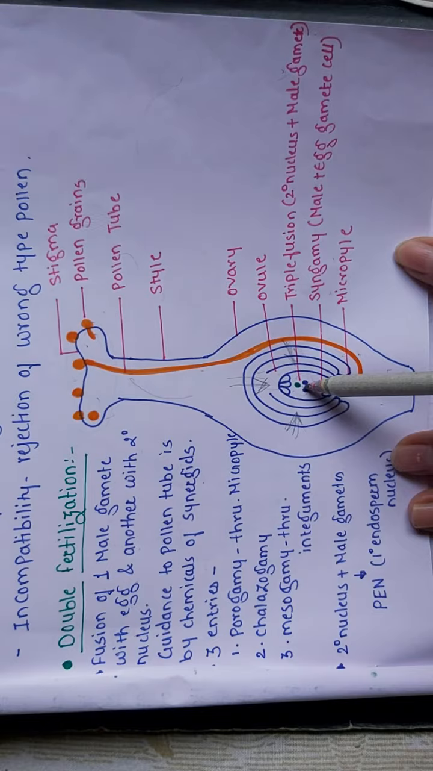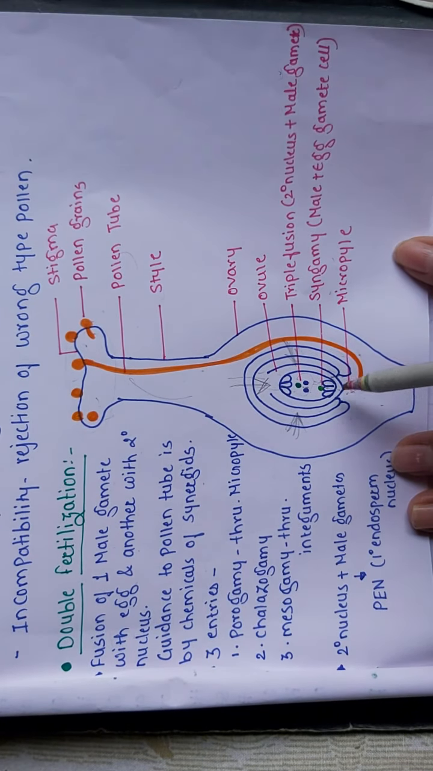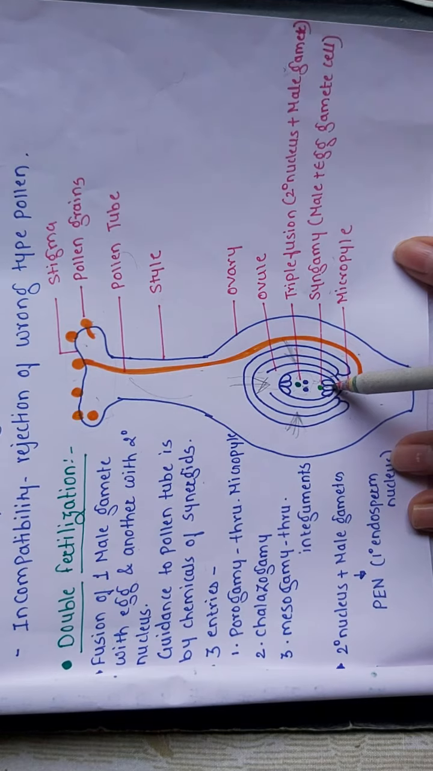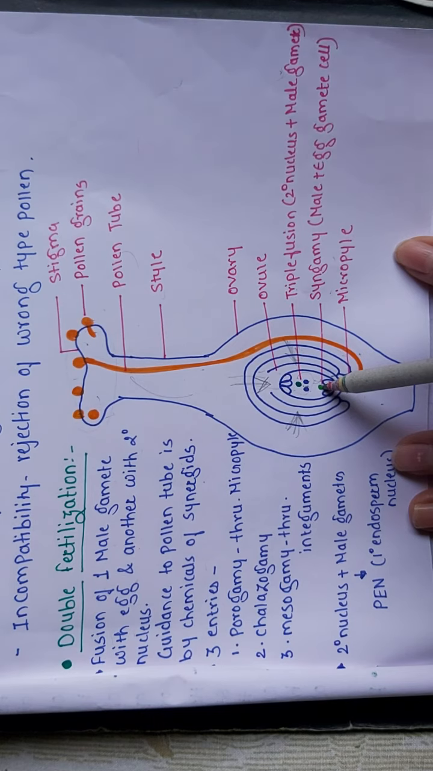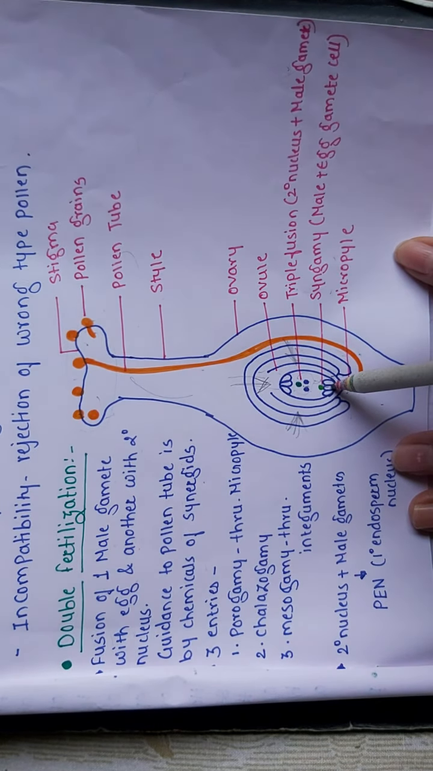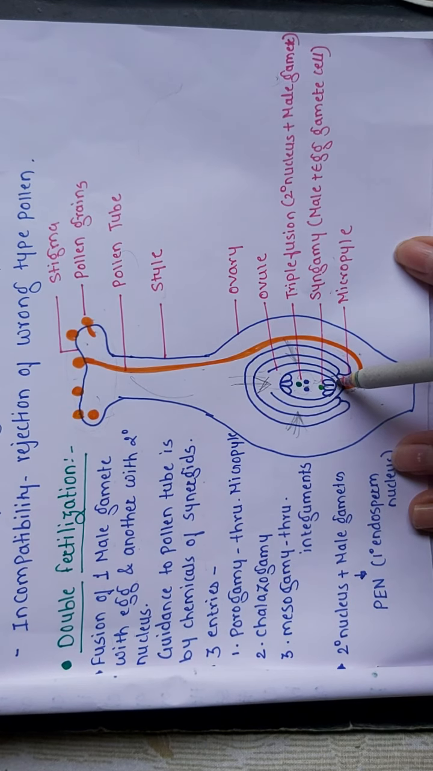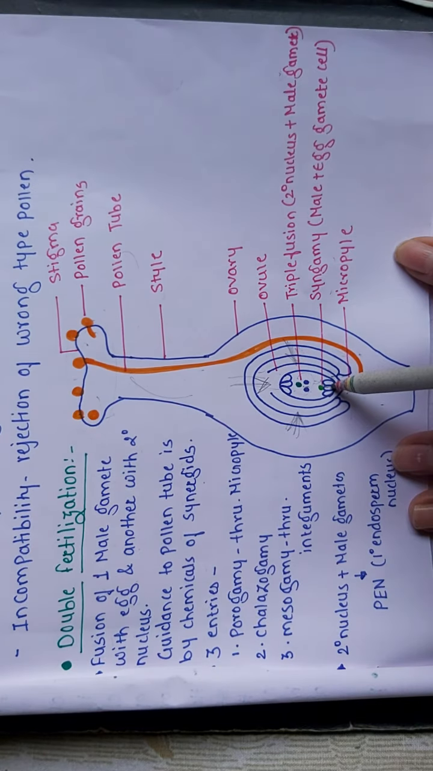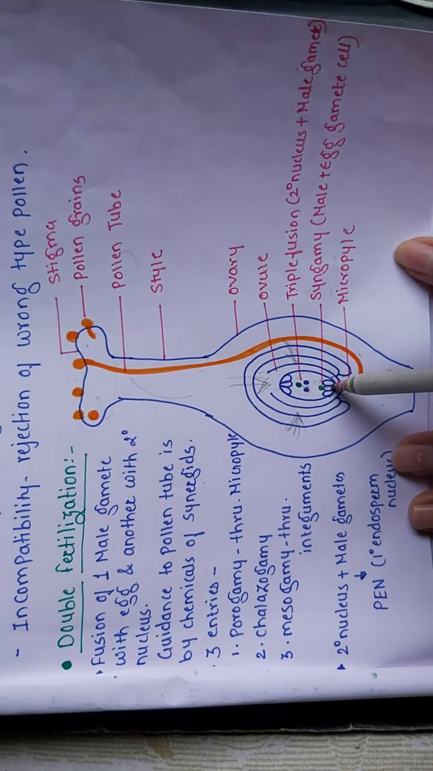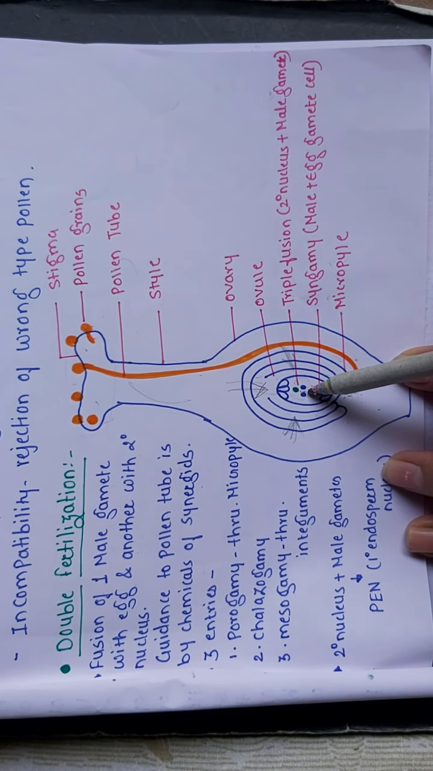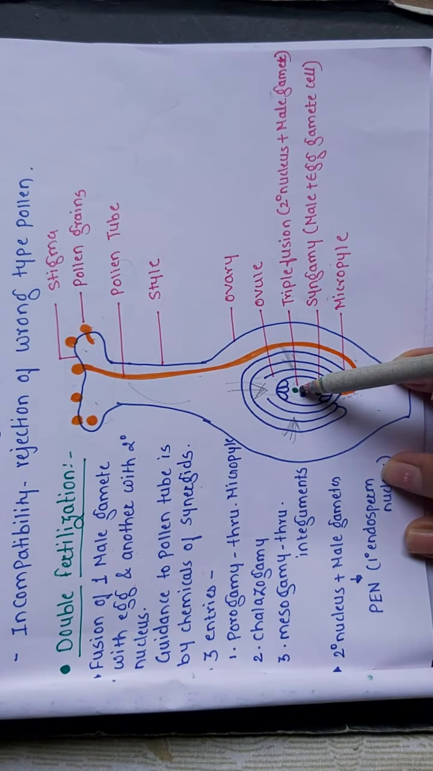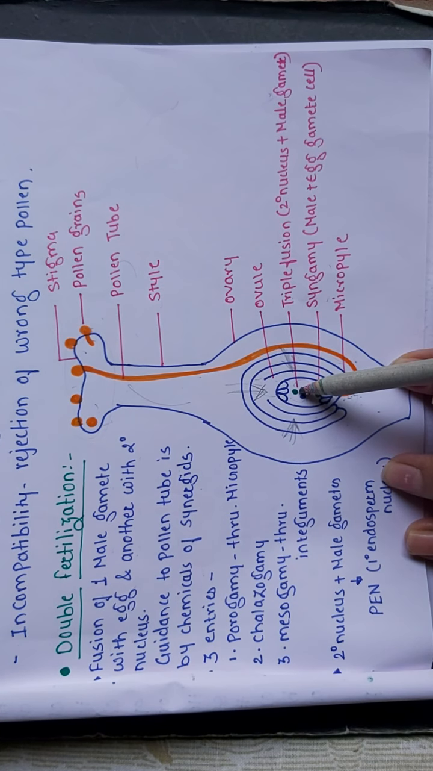Triple fusion, right? So now this will restore the diploid condition, because you know that the male gamete is haploid and the female gamete is haploid, once the fusion or syngamy happens, it will restore the diploid condition. So it will form the zygote, and from the triple fusion, the secondary nucleus is there, it fuses with the other haploid male gamete, so it will become what?